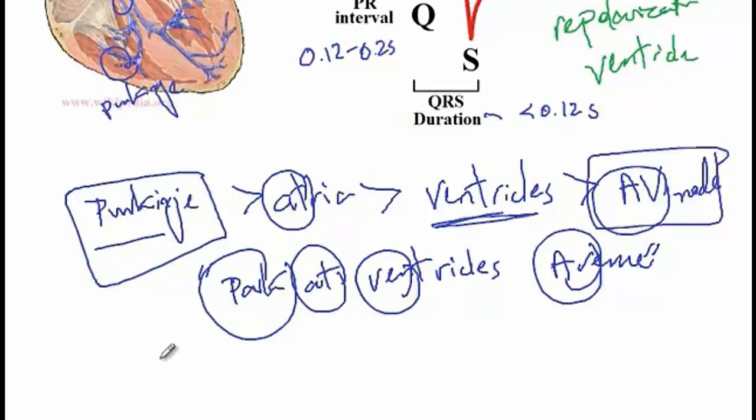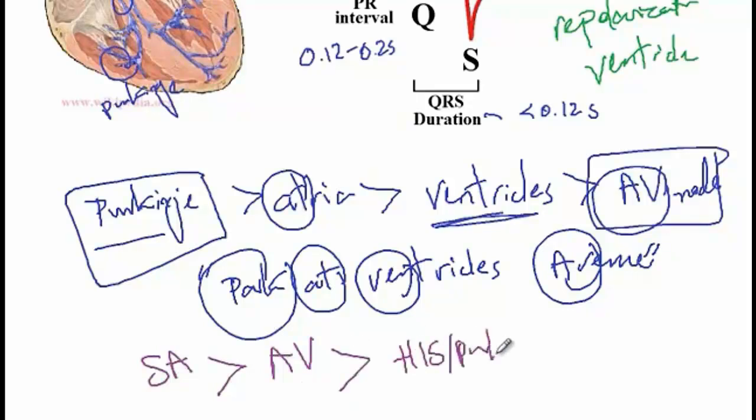In addition, you should know that the SA node or sinoatrial node is the primary pacemaker. If anything happens to it and it's damaged, then the AV node would be the next pacemaker, and then after that it would be bundle of His, Purkinje, and ventricles that can act as pacemakers if there's something wrong with both the SA and the AV node.